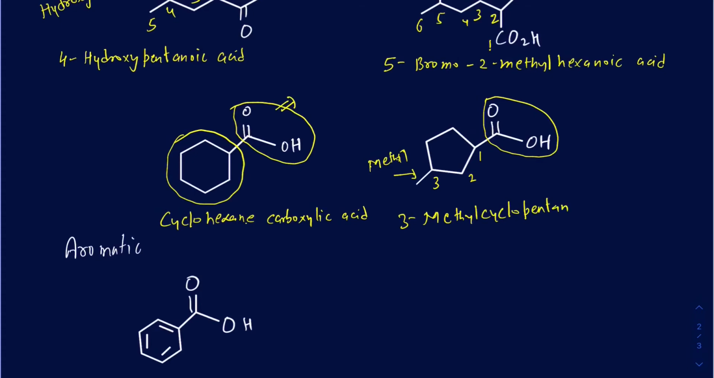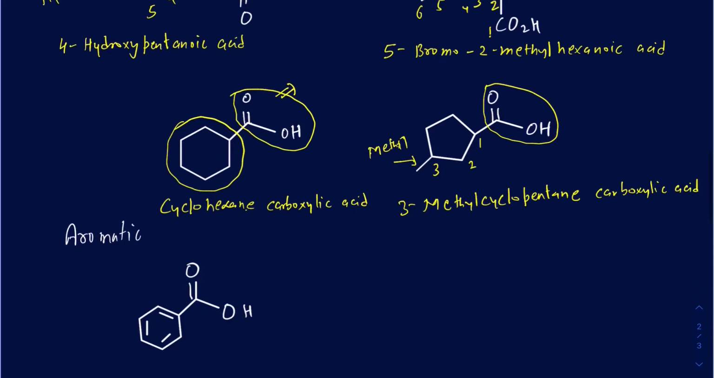And once you write down cyclopentane, you just write down carboxylic acid after that. You don't have to specify the position of the carboxylic acid because it's already at the first position. Okay, so that's how you're going to be naming the carboxylic acids that are outside the ring, and the ring being the main parent chain in those cases.